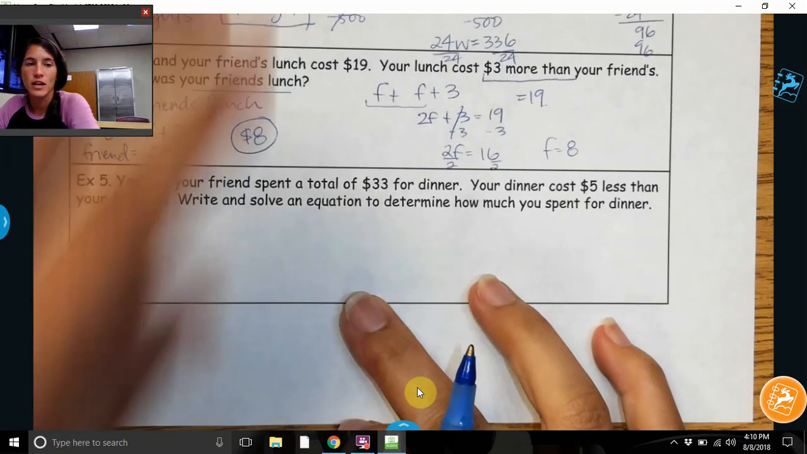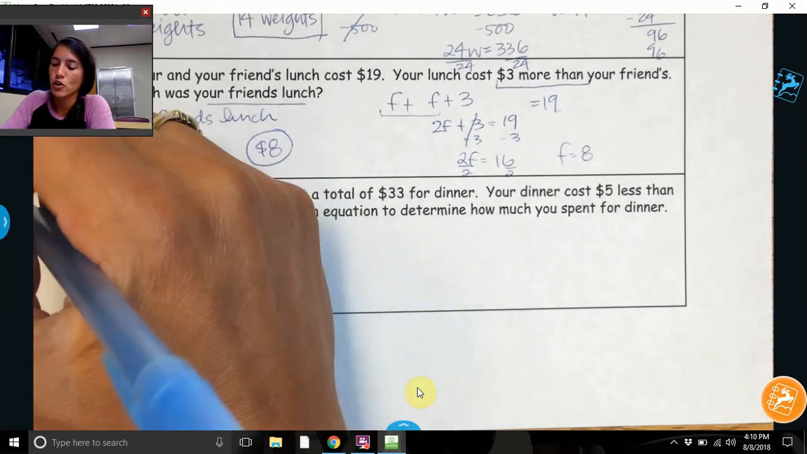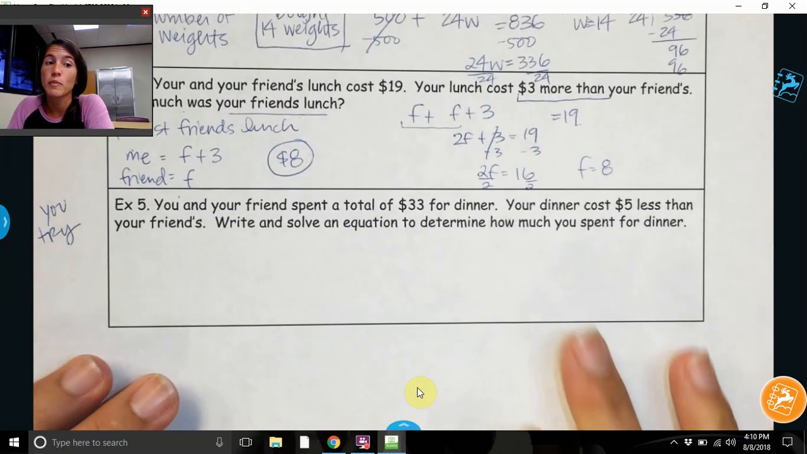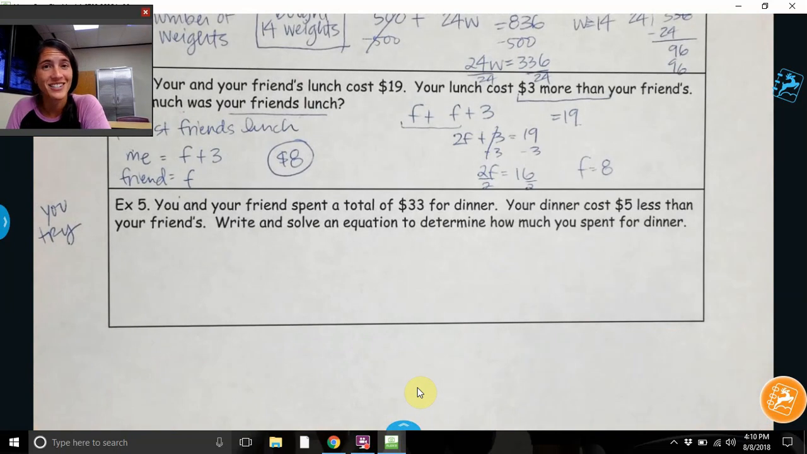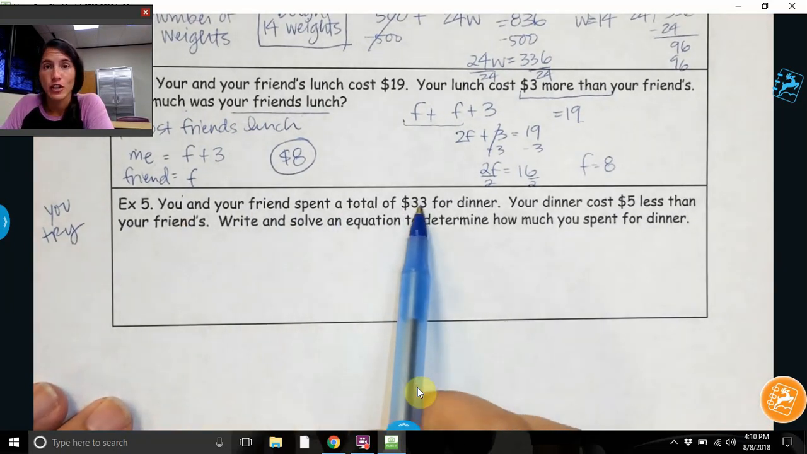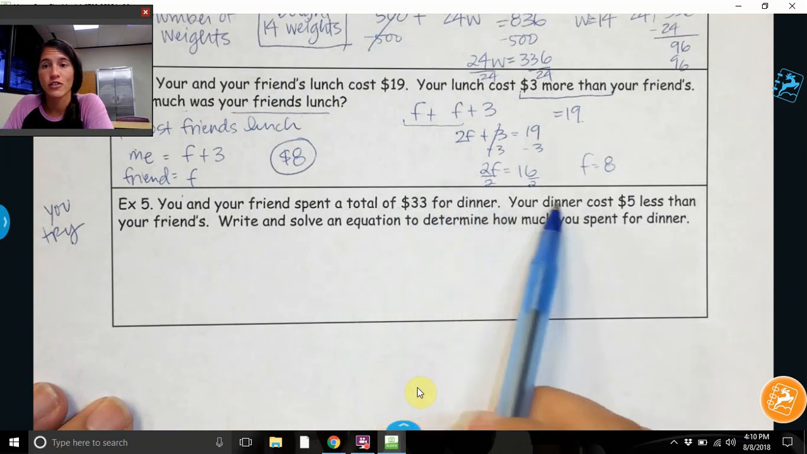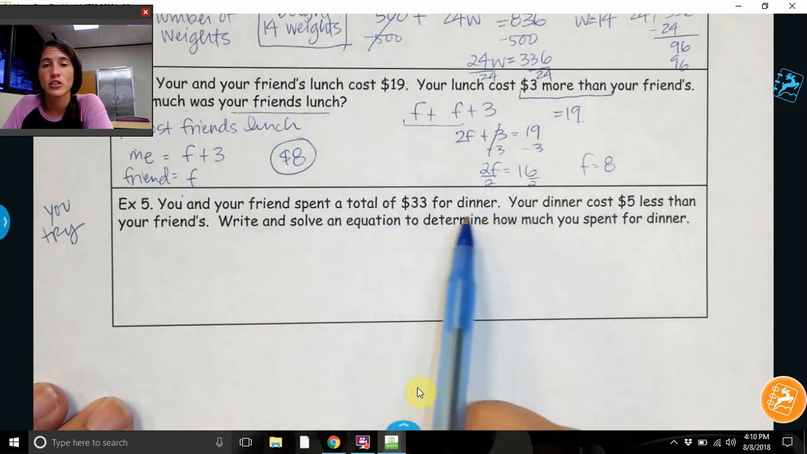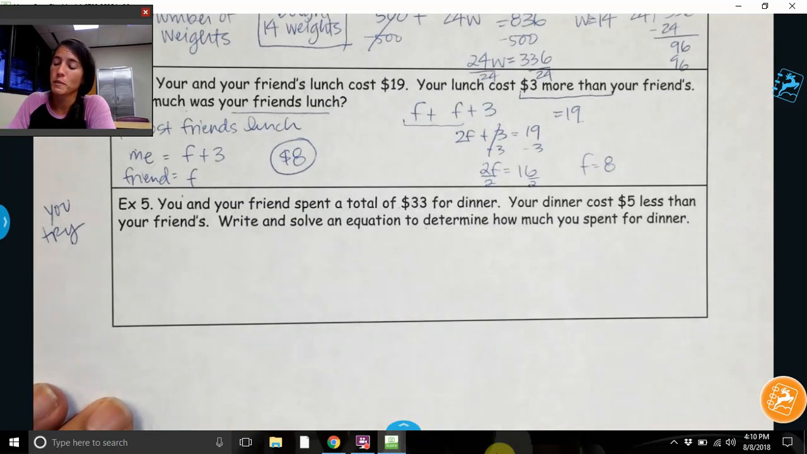Okay, the last one, I want you to try. Okay, you try this one. I want you to pause it and you try it and then watch it and see if you get it correct. You and your friend spent a total of $33 for dinner. Your dinner cost $5 less than your friend's. Write and solve an equation to determine how much you spent for dinner.